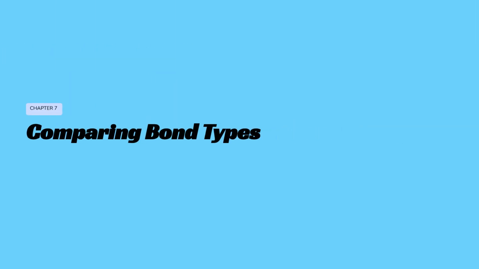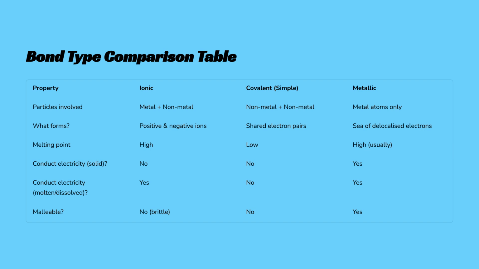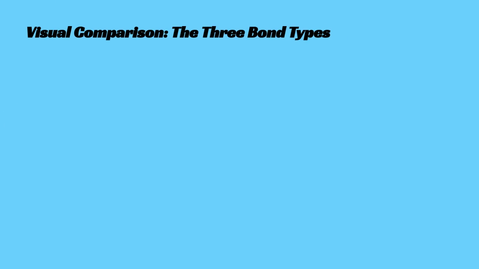Chapter 7 concludes this video by comparing all three bond types, ionic, covalent, and metallic, side by side. This table compares the particles involved, what forms, melting points, and conductivity for ionic, simple covalent, and metallic substances. This visual comparison summarizes the three bond types.